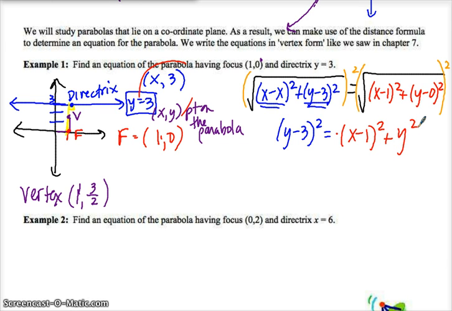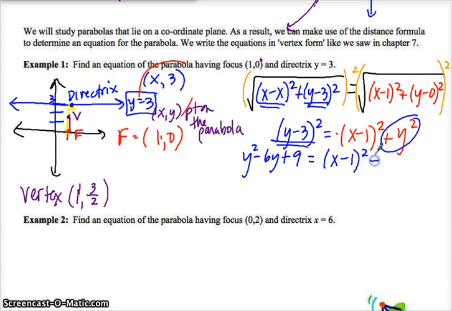Okay, now, we can't have an x squared and a y squared, but what would you notice would happen? Well, if I FOILed this out, this y squared is going to cancel with the y squared over here. Remember when I FOIL this out, I get y squared minus 6y plus 9, and on the right-hand side I keep x minus 1 squared, because think about parabola form: you only have one squared quantity, not two. So my y squareds cancel, and I have negative 6y plus 9 equals x minus 1, the quantity squared.